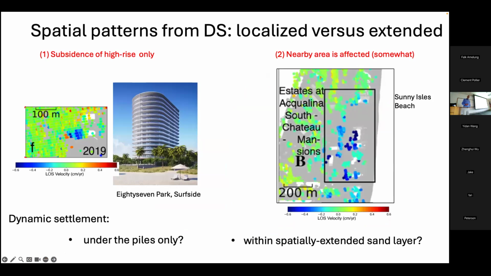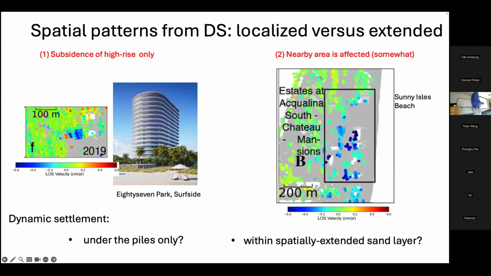Let's look a little bit at the spatial pattern. This is now not from the persistent scatterers. This is from the distributed scatterers. One place here, 87 Park, turns out to be right next to the collapsed condo. We see a subsidence signal just of the building itself. Nearby there's some noisy pixels. The distributed scatterers are not so accurate. But anyway, it's only the structure itself which is subsiding.